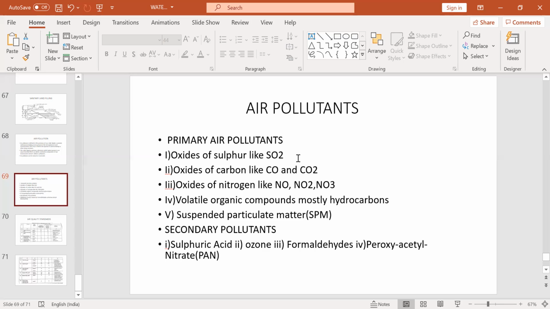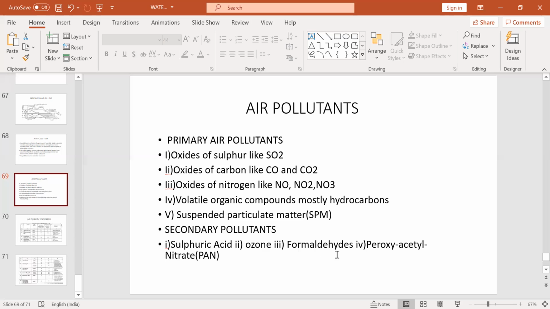Secondary pollutants, as I already explained: sulfuric acid is formed by the reaction of sulfur dioxide and water vapor present in the air. When it rains, it comes down as an acid, which is called acid rain. Ozone is formed by a photochemical reaction of nascent oxygen and oxygen. Nascent oxygen is unstable, a single atom of oxygen, which reacts with one molecule of oxygen to form ozone. Again, this is a reversible reaction. All photochemical reactions are always reversible reactions.